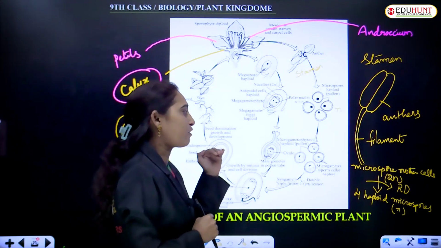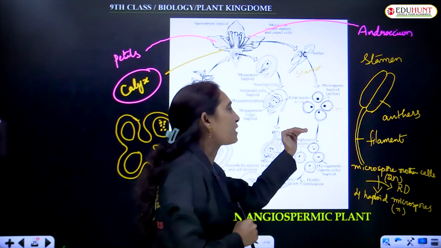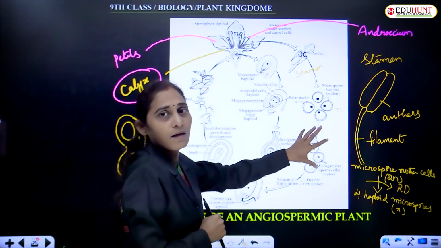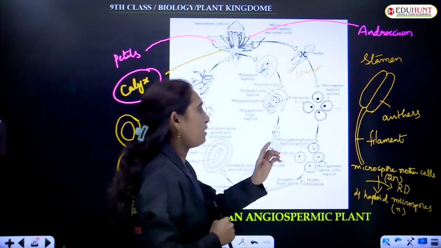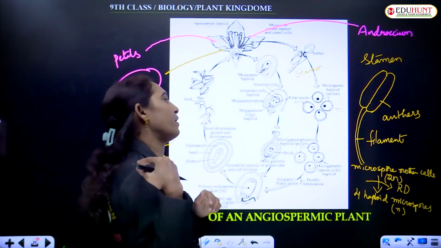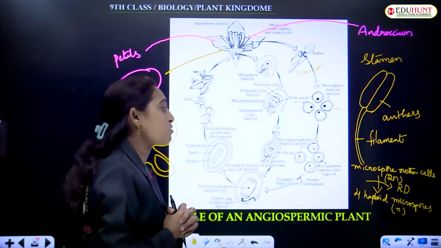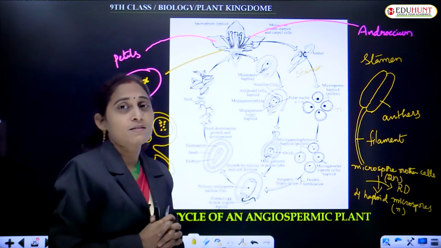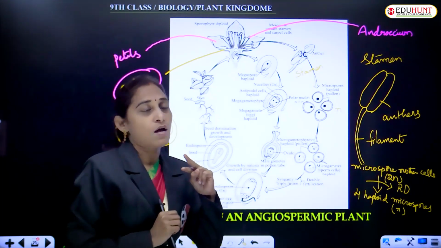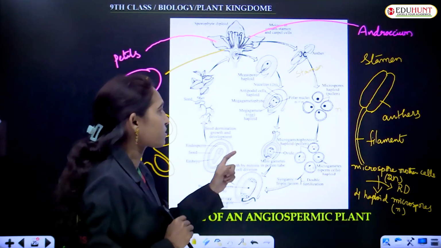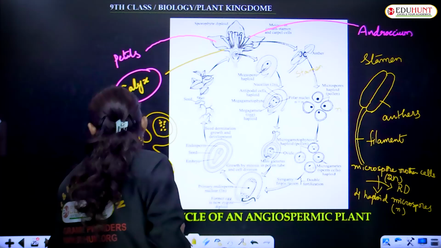This microspore or pollen grain now looks like a spherical structure, and the nucleus of the pollen grain undergoes division, and this division forms 2 cells. The first one is the vegetative cell and the second is the generative cell.